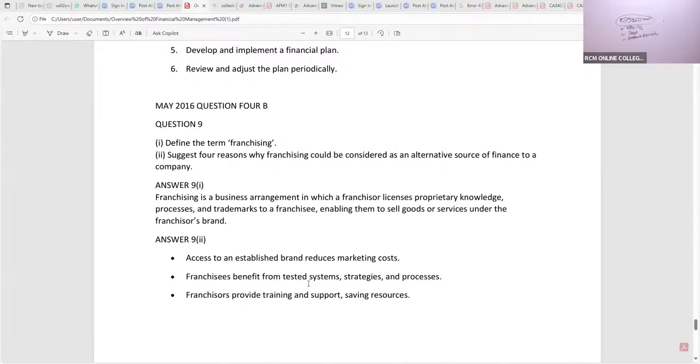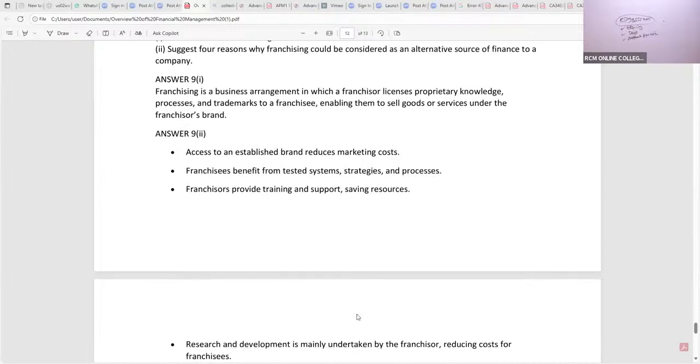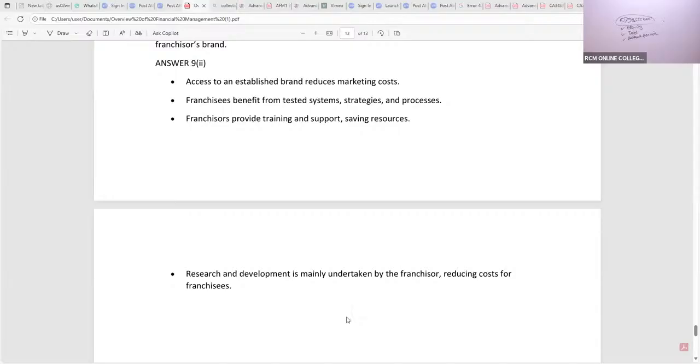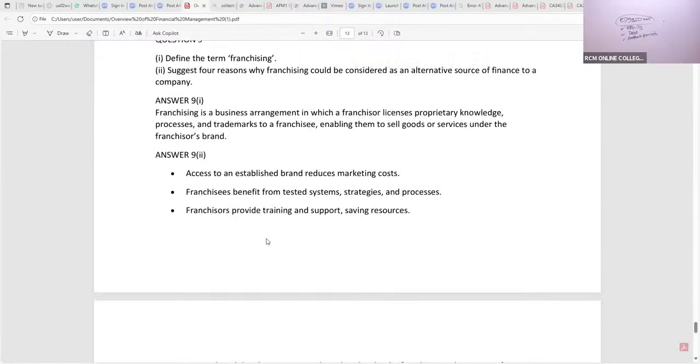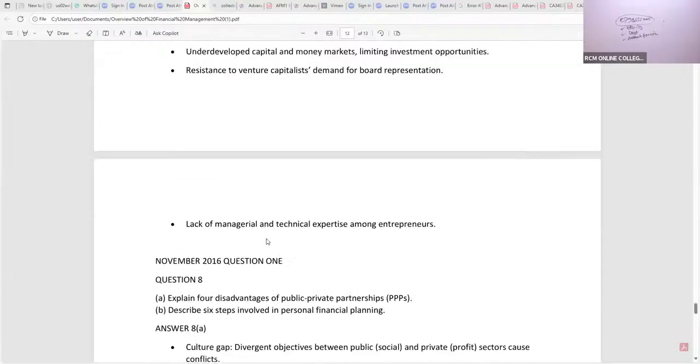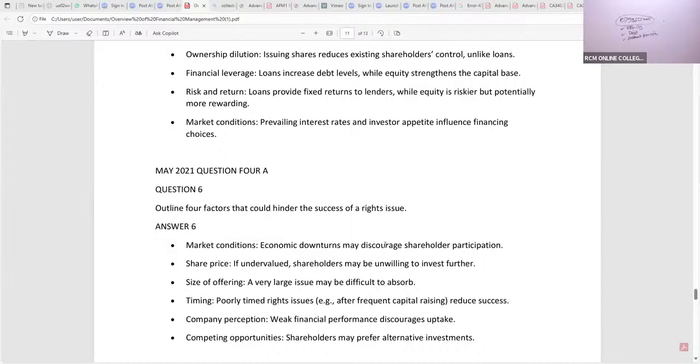So suggest 4 reasons why franchising could be considered as an alternative. Access to an established brand reduces marketing cost. You will not have to do lots of marketing. Franchisees benefit from tested systems, strategies, and processes. Franchisors provide training and support, saving resources for the franchisees. Research and development is mainly undertaken by the franchisor, reducing costs for the franchisees.